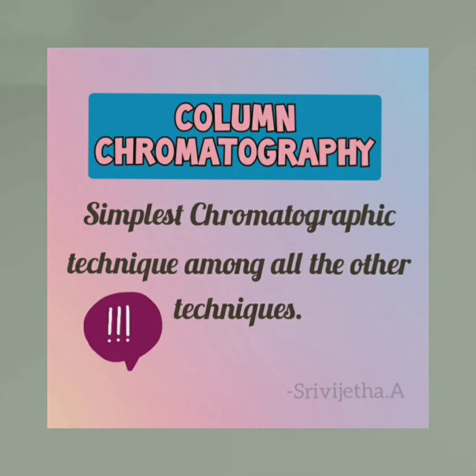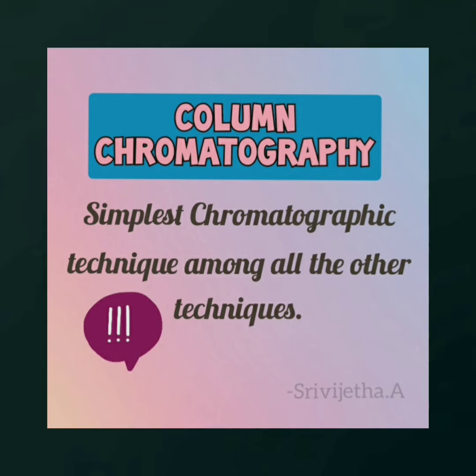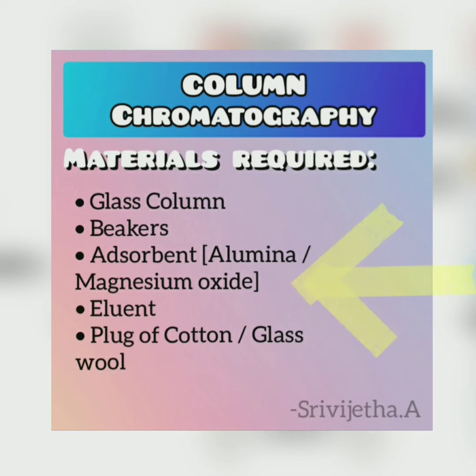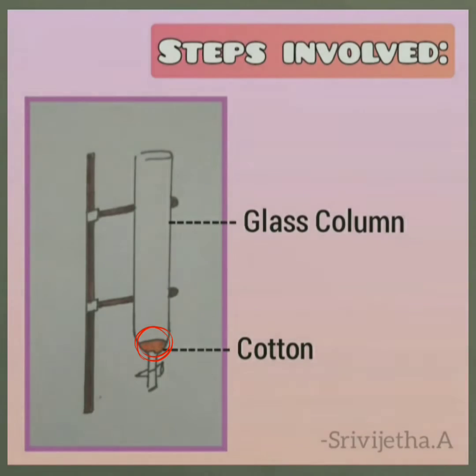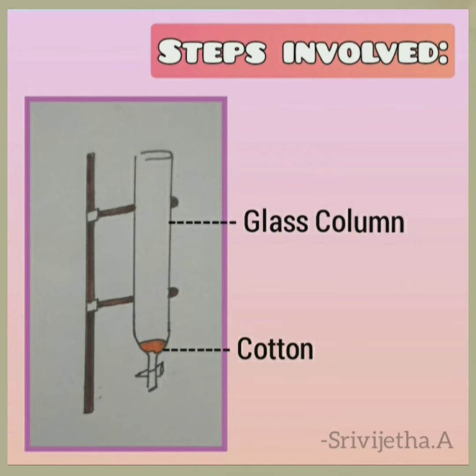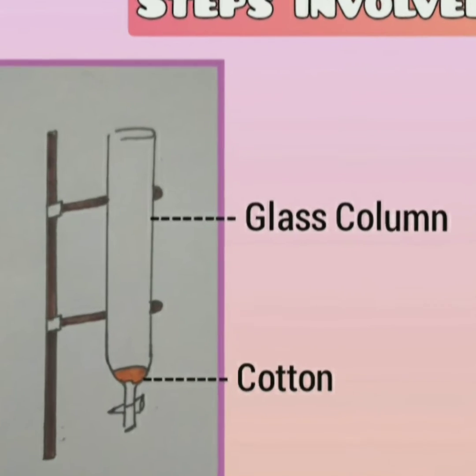To make this process a complete one, technicians use a long glass column having a stopcock which is placed at the lower end. The materials required are a glass column, 1 or 2 beakers to collect the substances, adsorbent, eluent, and a plug of cotton or glass wool. Here, at the lower end of the glass column, a plug of cotton or glass wool is placed to support the adsorbent powder. So this method involves separation of a mixture by adding some adsorbent to the glass column.